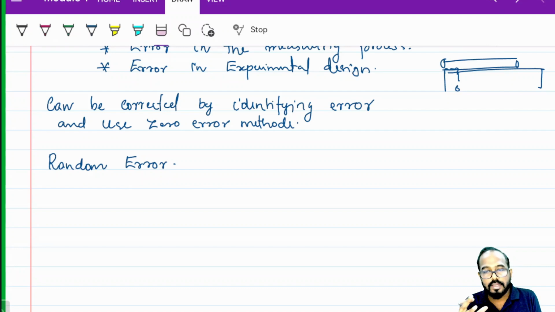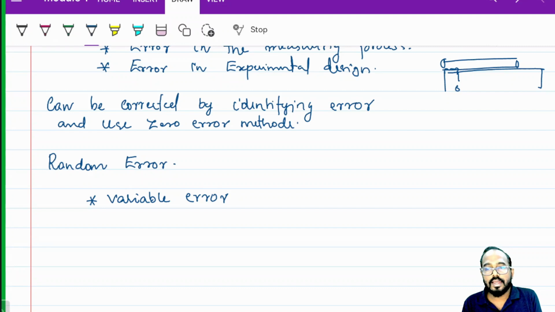Okay, random error is a variable error. Previously, the systematic error goes in only one direction, either plus or minus, right? But random error can go in both plus and minus directions. If you're taking 5 readings, 3 readings may be plus, 2 readings may be minus. So more than the actual value or less than the actual value. So it is a variable error. What may be the cause of this variable error? The cause is human error, right?